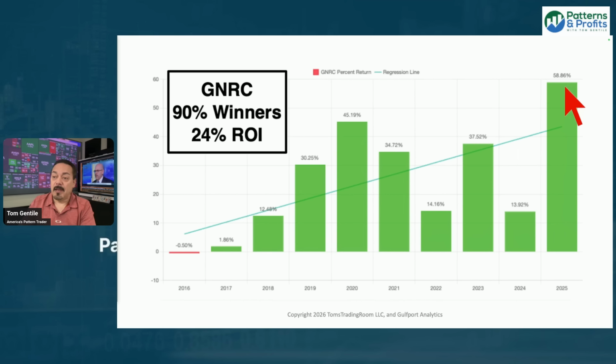Well, we had a big move on generators last year, right? So during this season that started in May, big push. But that wasn't sitting out there on its own. There's a 37% in 2023, a 34% in 2021, 45% in 2020, 30% in 2019. This thing has a chance to get up and make some big moves.